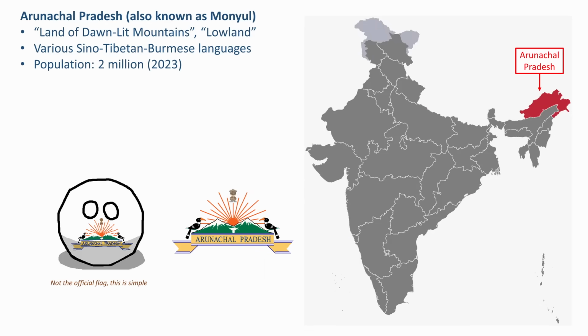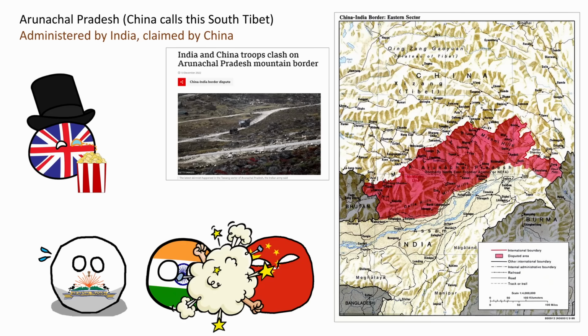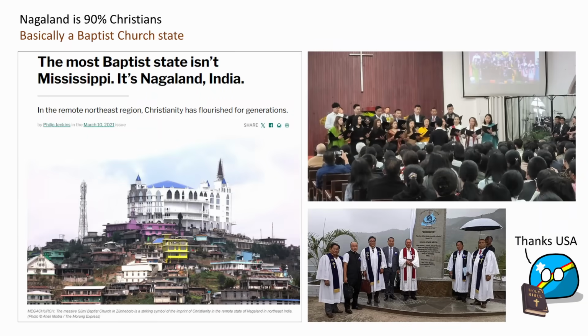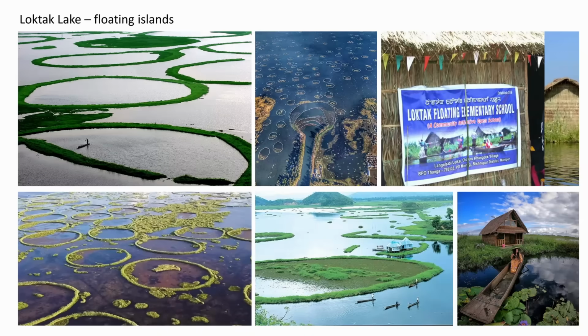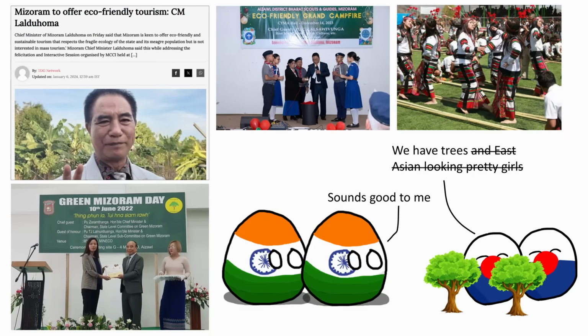Arunachal Pradesh, India's Tibet 2.0 but with Christians, a powder keg ready to explode with China. Nagaland has dog food, tribes, and Christians. Manipur is dominated by hill tribes, boxing, and floating islands. Mizoram has lots of forest, and being super eco.